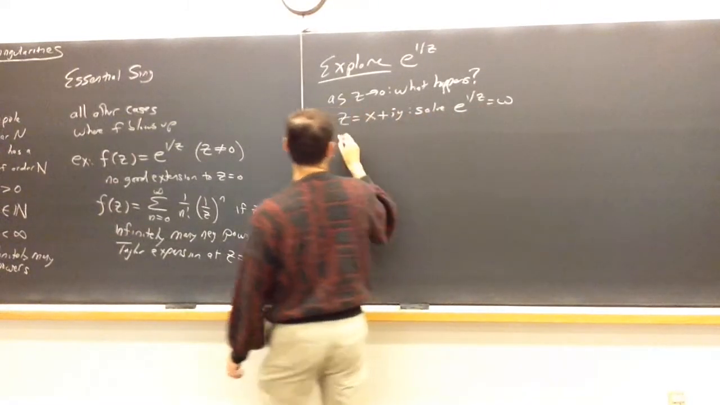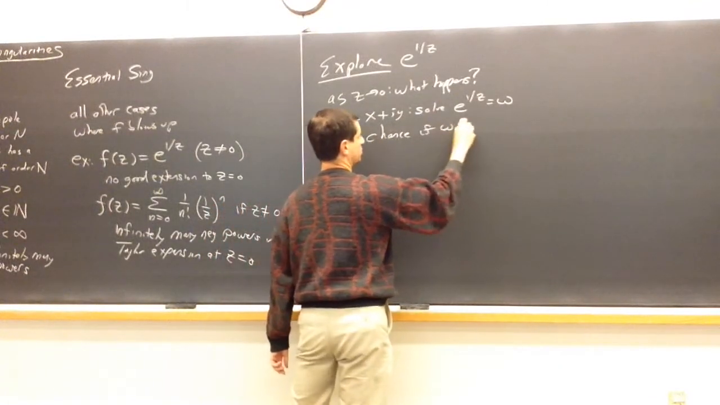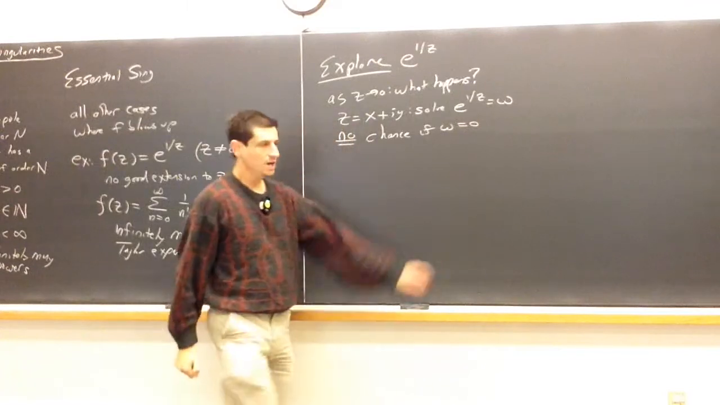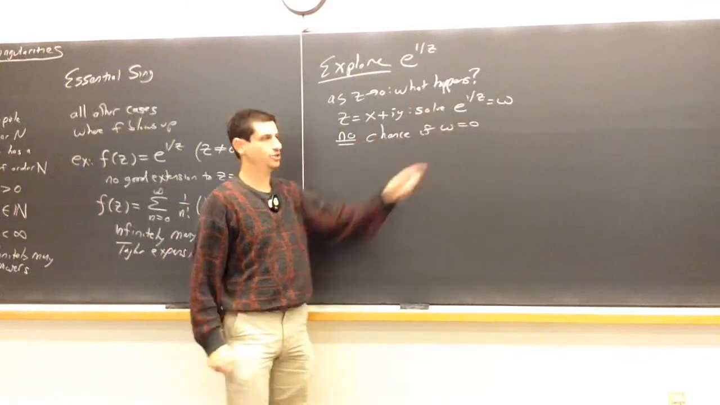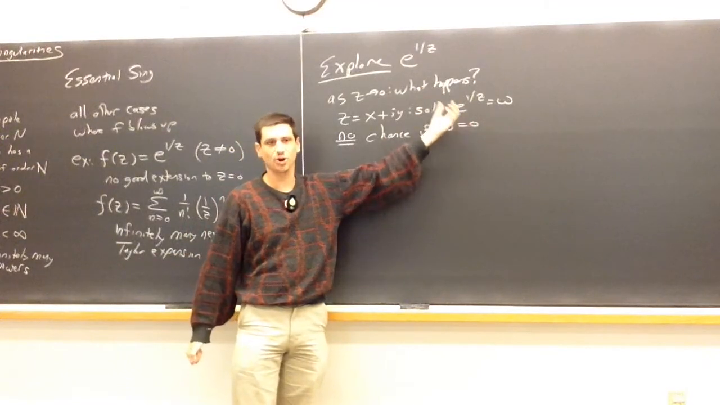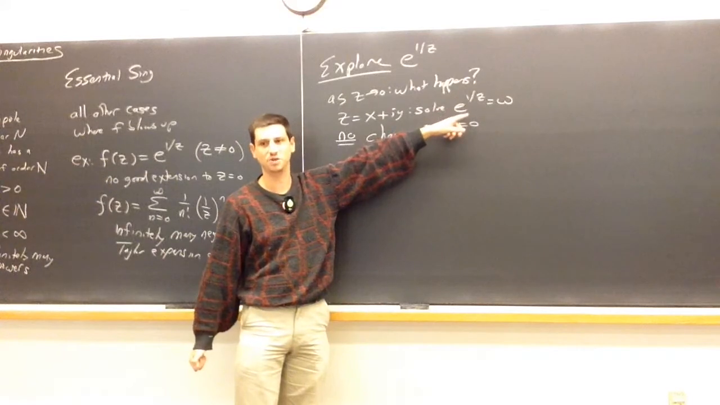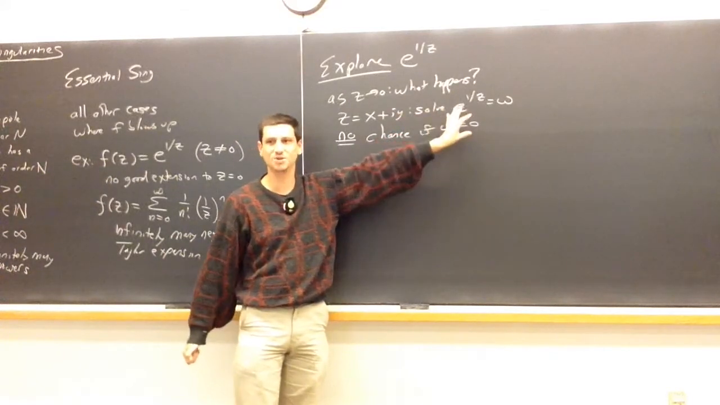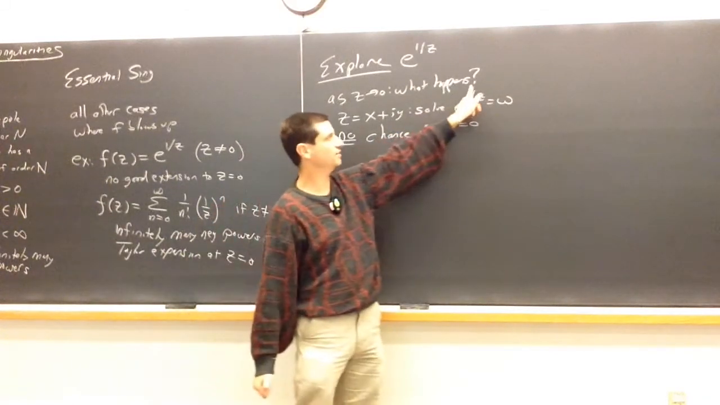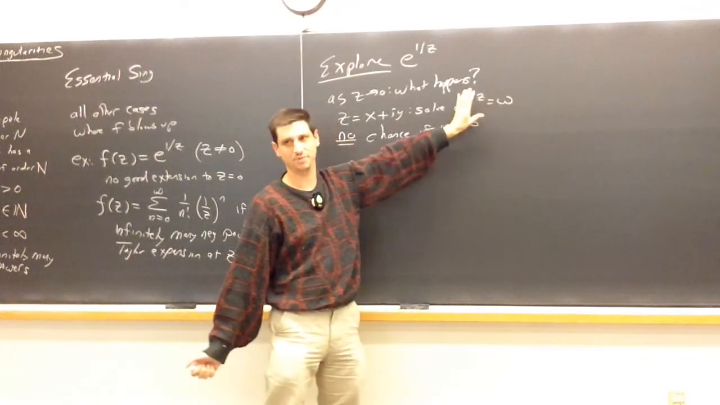Zero. No chance if w equals 0, because whatever I take the exponential to, the magnitude of the exponential function is not going to be 0. The only way the magnitude could be 0 is if I'm putting in something whose real part is minus infinity. I cannot put in something whose real part is minus infinity unless I have 1 over negative 0 or something like that. Not going to happen.